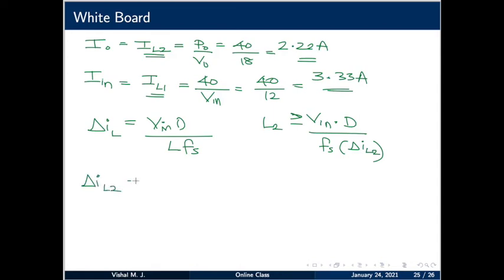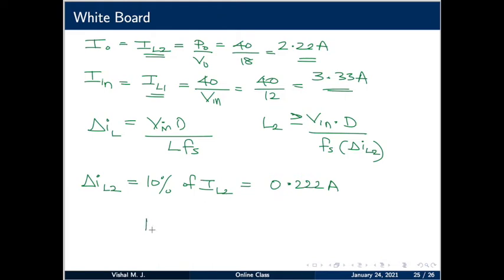We are given a constraint that the current ripple should be 10%. 10% of what? 10% of IL2. And what is IL2? IL2 is 2.22 ampere, so 10% of that is 0.222 ampere.